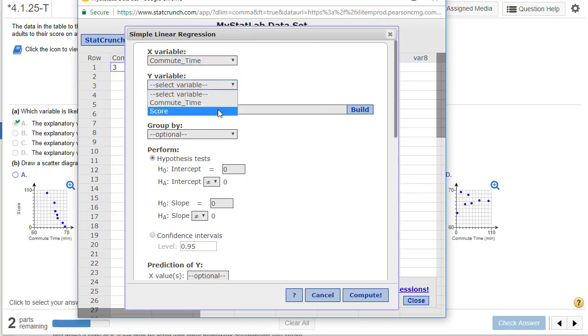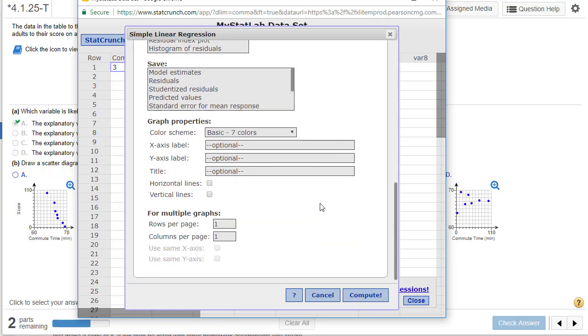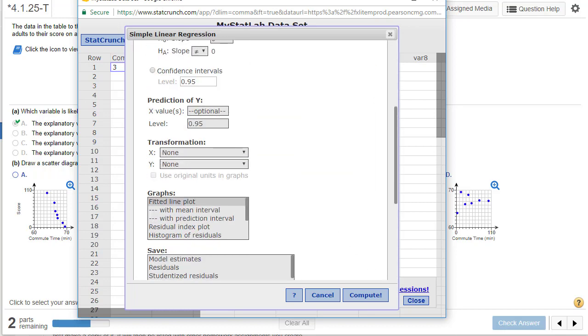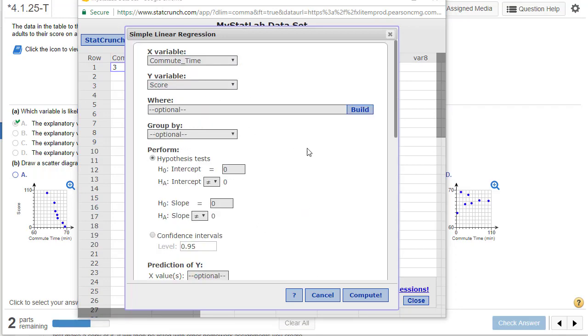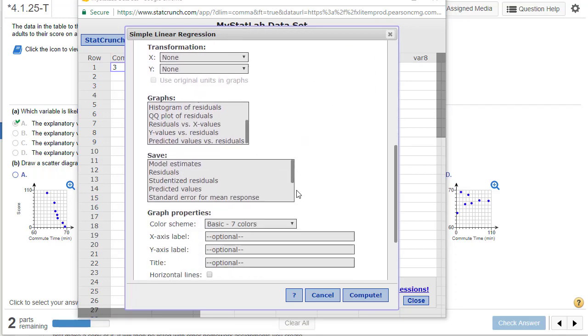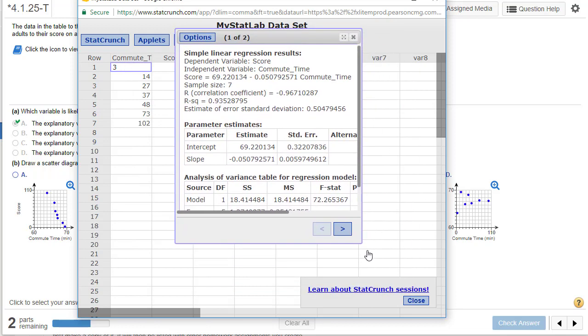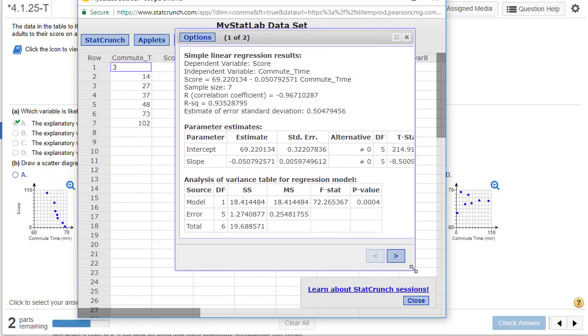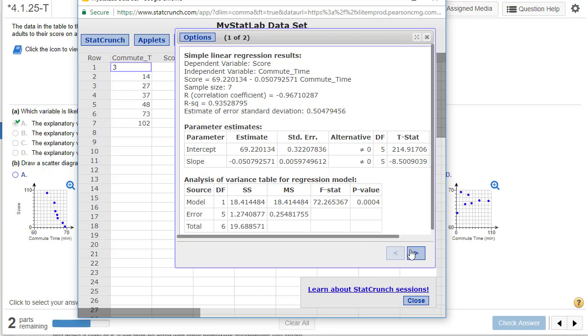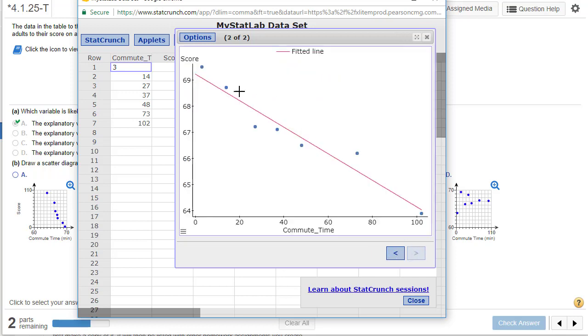X is commute time and our score is the Y variable. Okay, so that's all I'm going to do on this. There are some additional graphs you can do, but we'll go ahead and click compute. Okay, so there is our regression analysis, but if you click this next button, here is our graph. And they even put the fitted line on there.